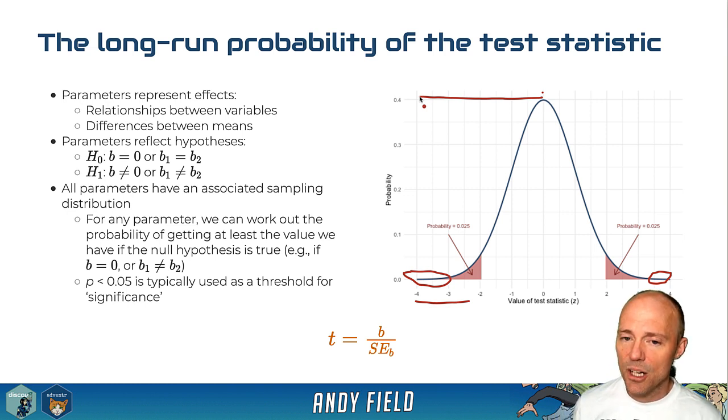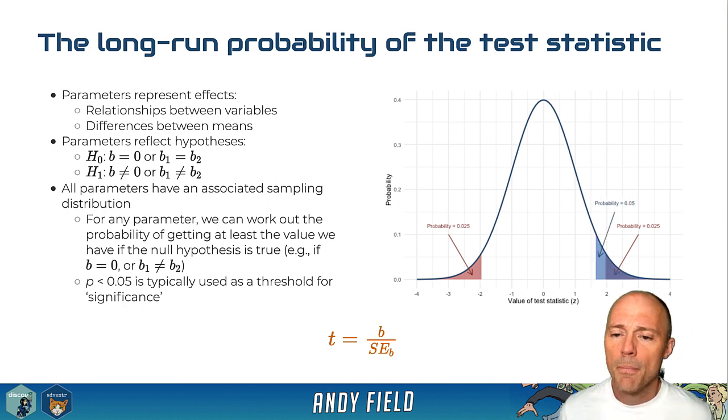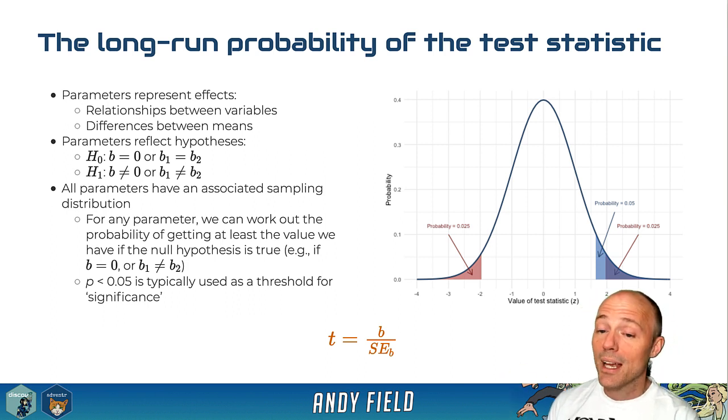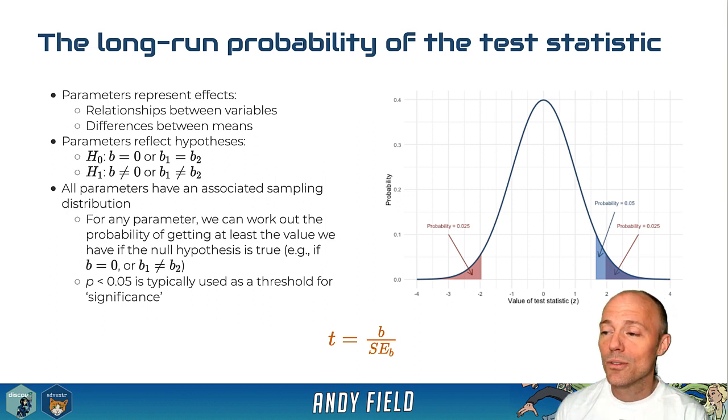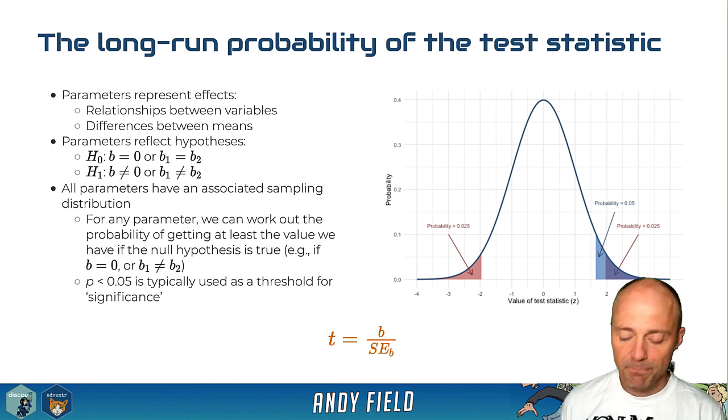But there are other scenarios where you might make a very specific prediction, and you're saying that there's a direction associated with it. So you're saying your beta is not only not going to be 0, it's going to be positive, for example. In that scenario, you can put all of your 0.05 probability in the upper tail, and that will give you a different threshold to apply to determine whether that test statistic is significant or not. So that's your standard process for calculating p.